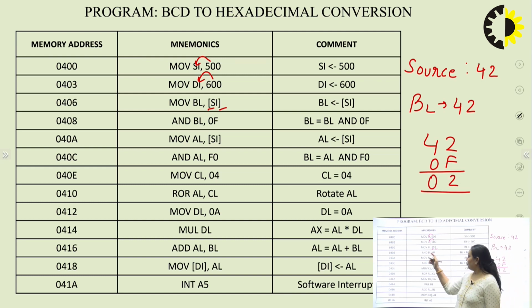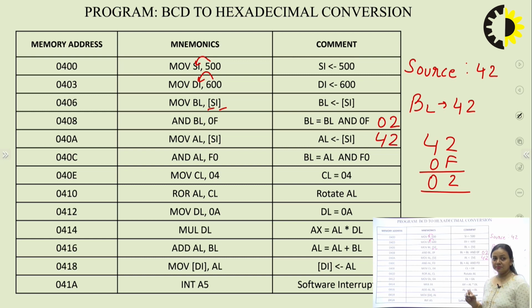So when I perform the AND operation on the contents of BL with 0F, BL will be having 02 in it. Then I said move again in AL the contents of SI. Again your SI is pointing at the location 500. At 500 offset, you are having a number 42, which I assumed here is my input. I have to move it again to AL, so the same input is being moved to the accumulator.